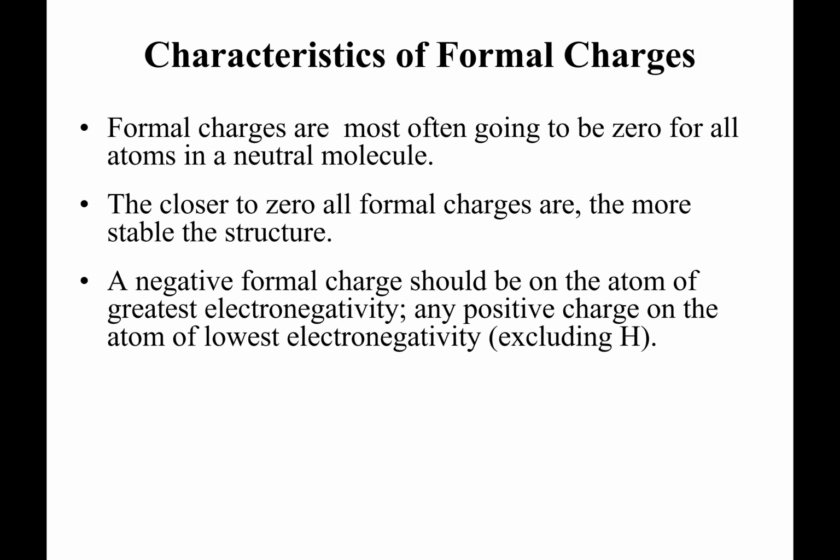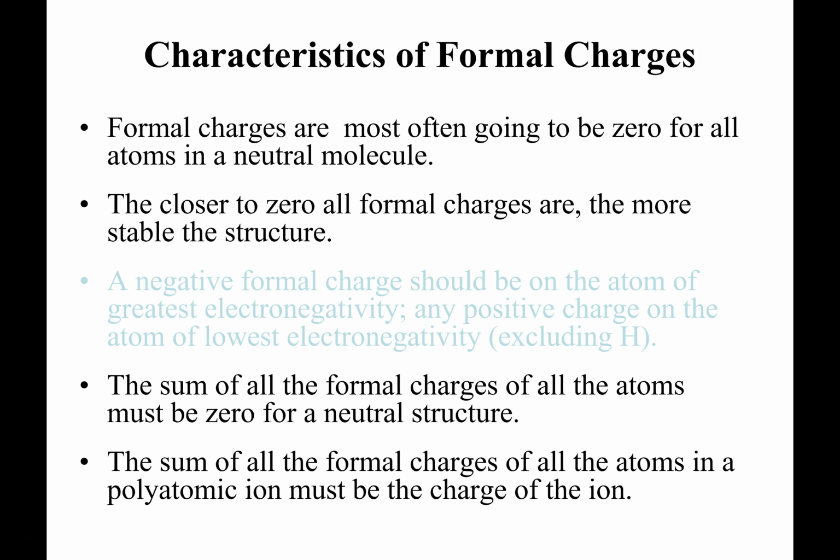If you do have a negative formal charge, then it should be on something that's pretty electronegative. If you have a positive formal charge, it should be on probably one of your metals or something that has a low electronegativity. If we're dealing with a polyatomic ion, then if you add up all the formal charges of the atoms there, it shouldn't be 0. It should be equal to the charge of the polyatomic ion. It's like counting beans. That's what it feels like.